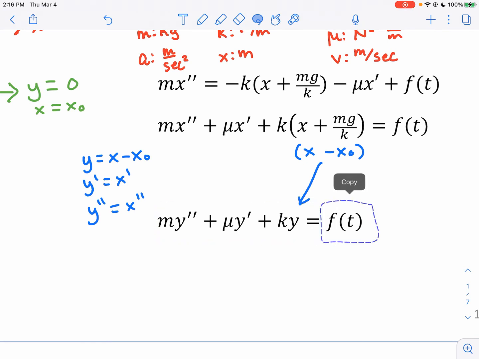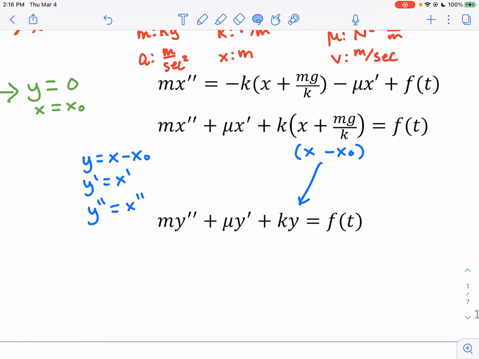Now, when f of t is 0, when this is a homogeneous differential equation, then what we have is free harmonic motion. And that's the subject of this topic. Topic 17 is on free harmonic motion. So we're going to have f of t be 0 for all the examples for this topic. The next topic we'll talk about what's called forced harmonic motion, where f of t will be non-zero.